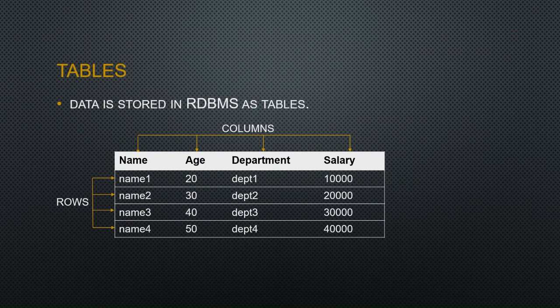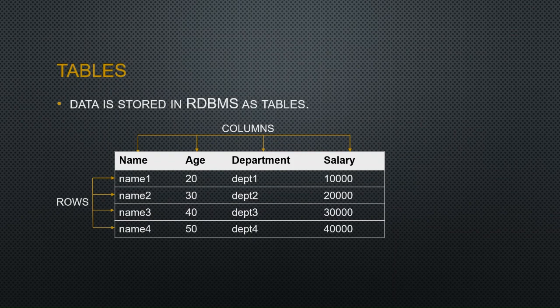If you see these horizontal entries, these are called rows, and then we have these vertical columns. They're also called fields, columns or fields, and rows could also be called records. So here we have name, age, department, and salary for an employee. Now the column in the table contains very specific information for every row, right? If we look at the first row, which is name 1, here we are talking about an employee whose name is name 1, age is 20, department is there, and also we have the salary.